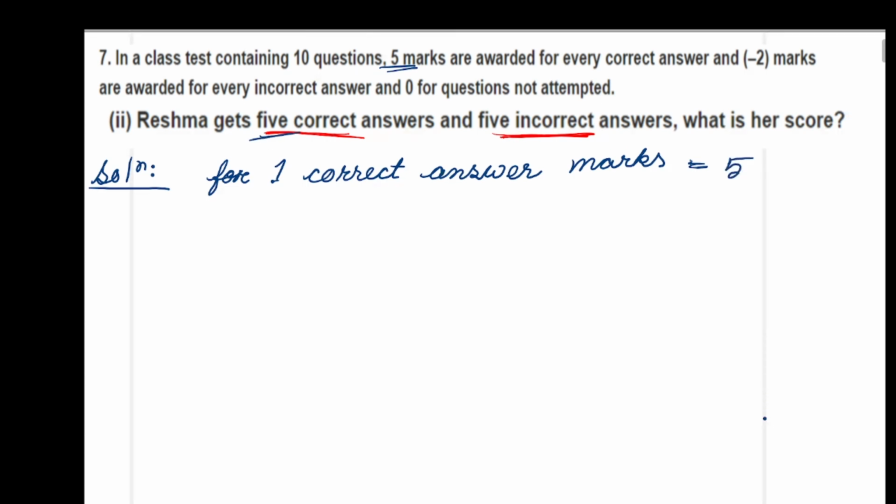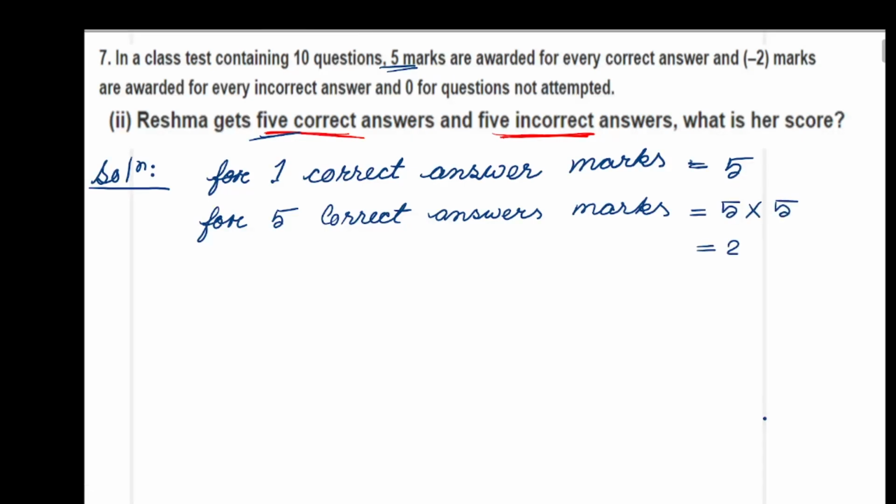Now how many correct answers? 5. So for 5 correct answers, marks equal 5 into 5, it will be 25. Okay.